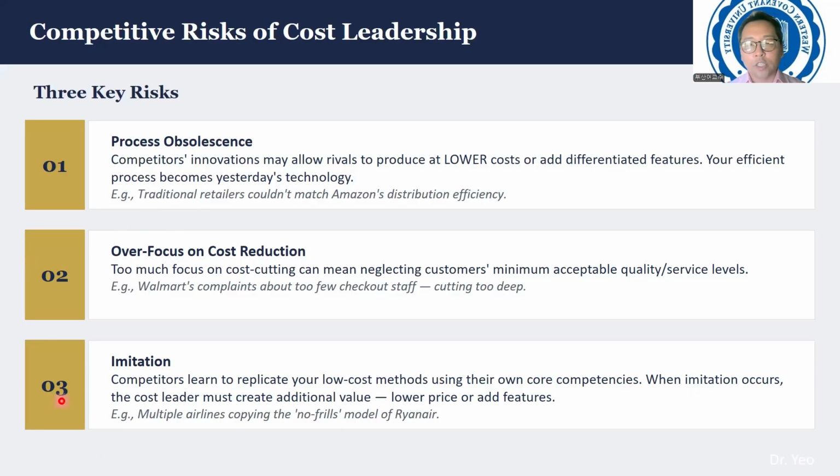And the third one is imitation. Other firms can study your methods and replicate them. When EasyJet's no-frills model proved successful, other European airlines copied it. When imitation succeeds, your cost advantage erodes. At that point, you need to find a new way to create value. Either lower prices even further or start adding differentiated features. The bottom line is cost leadership requires constant vigilance. You cannot just set it and forget it.